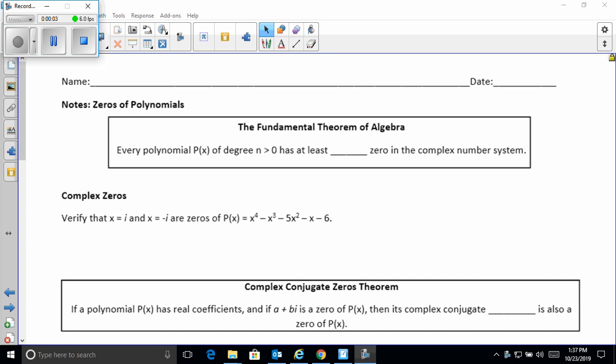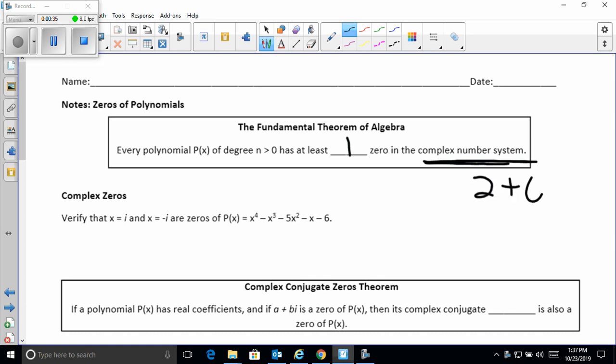Alright, today we're going to look at zeros of a polynomial, and we're looking for all the zeros now, including complex. The fundamental theorem of algebra says that every polynomial whose degree is greater than 0 has at least one zero in the complex number system. Keep in mind that your real numbers can also be considered complex, because if you have a solution of 2, it could be considered 2 plus 0i.